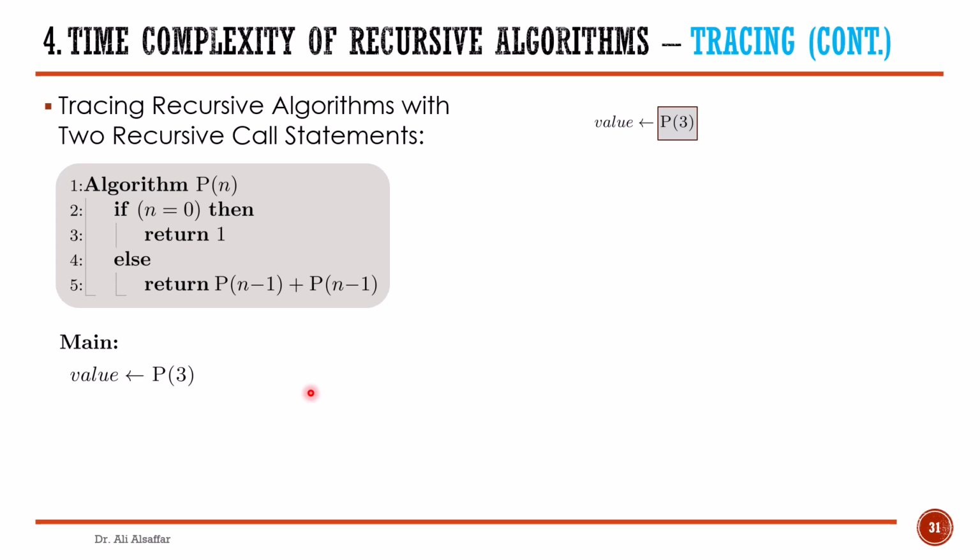The question is, why is the algorithm inefficient? The answer is, there is overlap of calls leading to repetition of executions. Let me show you what I mean by this.